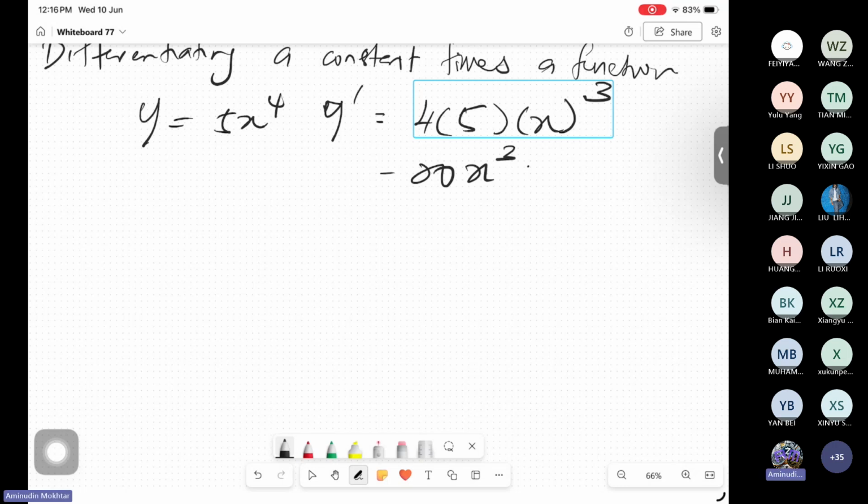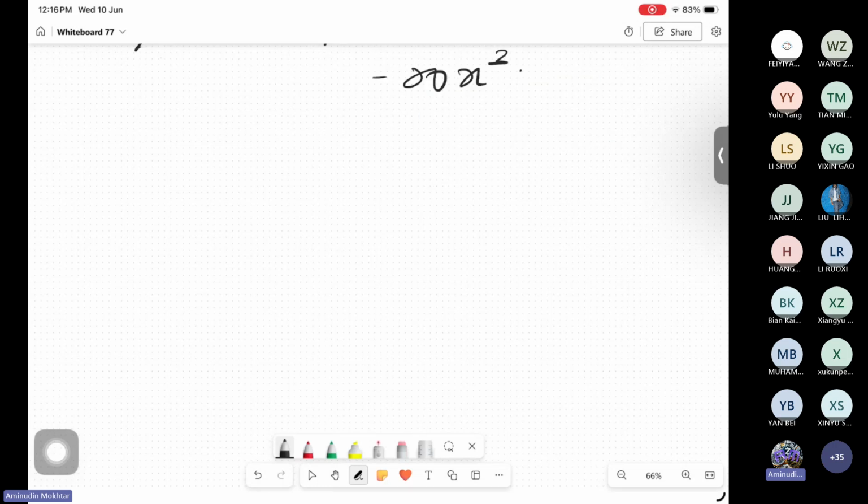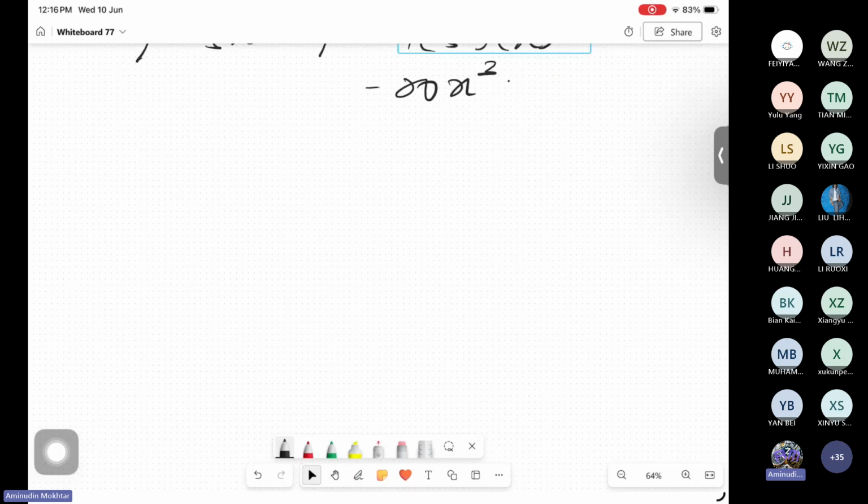Okay, another one. Let's say we have another question, a long question here. For example, y, this cubic function, equals x to the power of 3 minus 10 plus 1 over x to the power of 3. Let's say I have this example. We call it the sum and difference of functions.